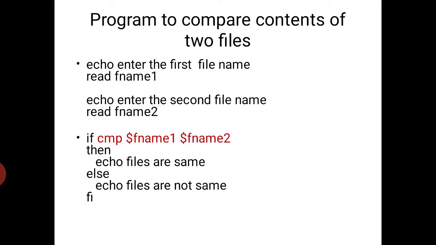In this program, first we have written the echo statements. Echo enter the first file name. Then we have used the read statement to read the file name. Again the same statement, enter the second file name and read file name 2. So here you have to enter a file name that exists in the current directory.